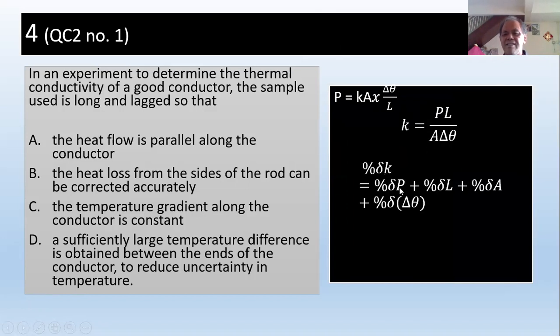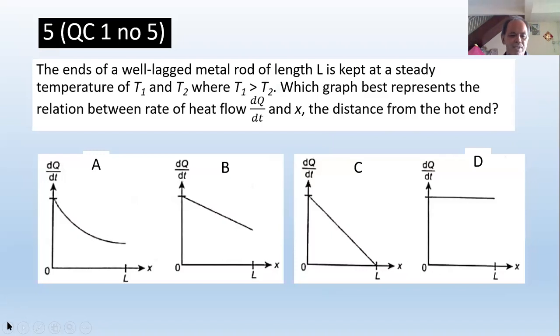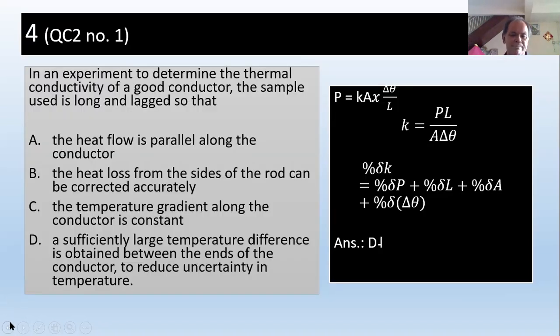Delta k depends on the percentage error in P and the percentage error in L. L is no problem if you make it long. But temperature is the real problem. You want the temperature from one end to the other end to have a big difference. A is no problem because you use quite a thick rod. So it's an accuracy problem. Okay with that?